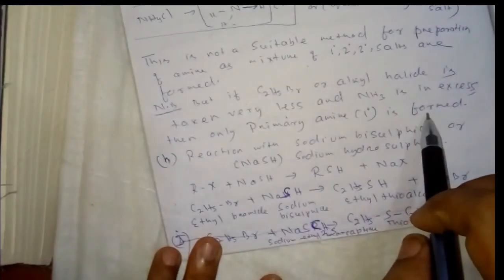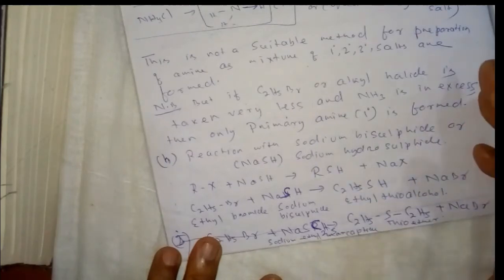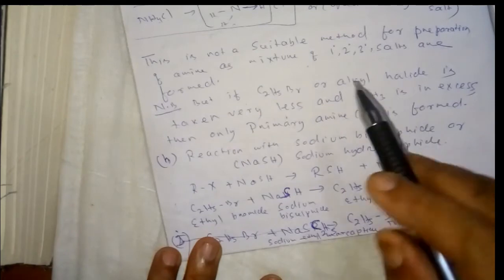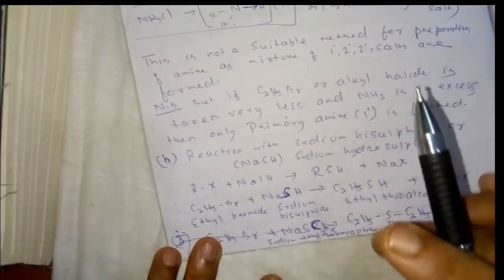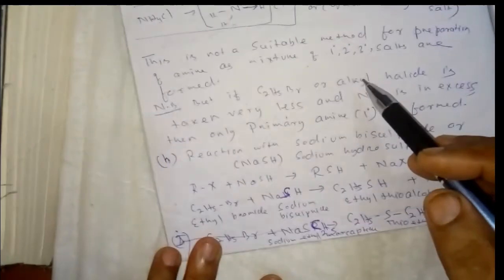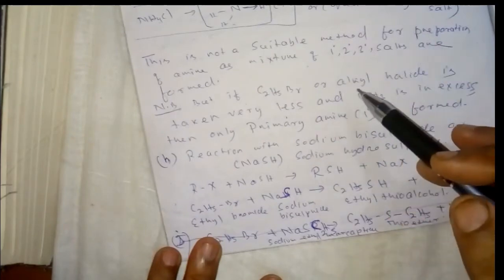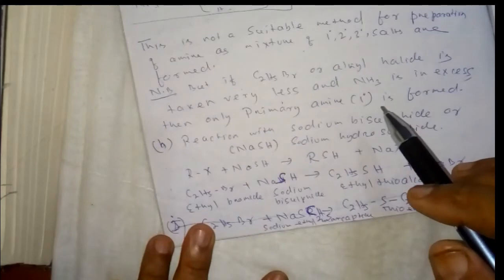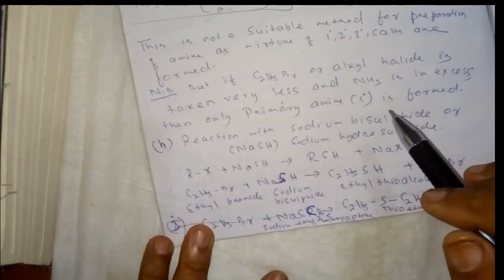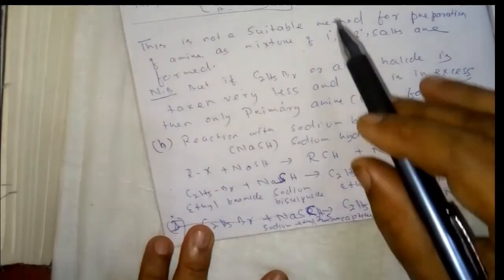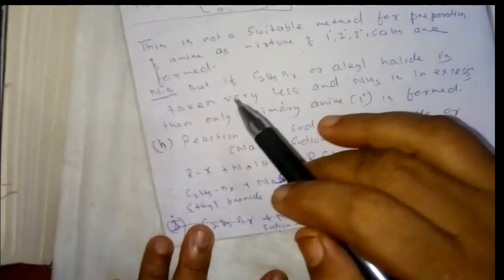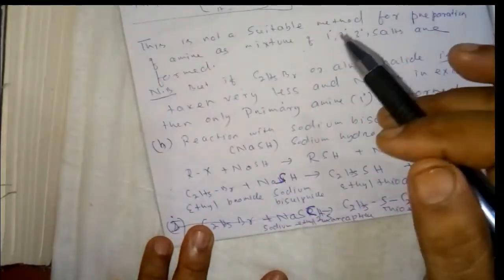Ammonia is in excess but alkyl halide is less; in that case, 1 degree amine is formed. But if an equimolar mixture of alkyl halide and ammonia is taken, 4 products will be formed. This is the Hoffmann ammonolysis reaction, or ammonolysis reaction. We will read it again in the amine chapter. All these reactions will be read in further chapters.